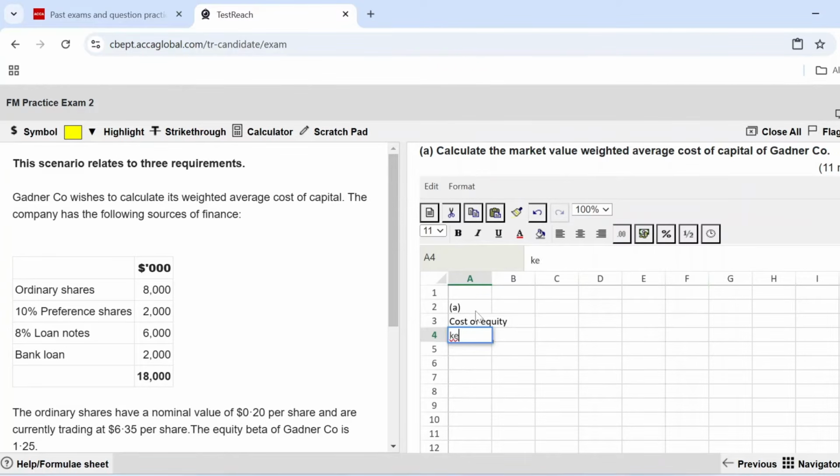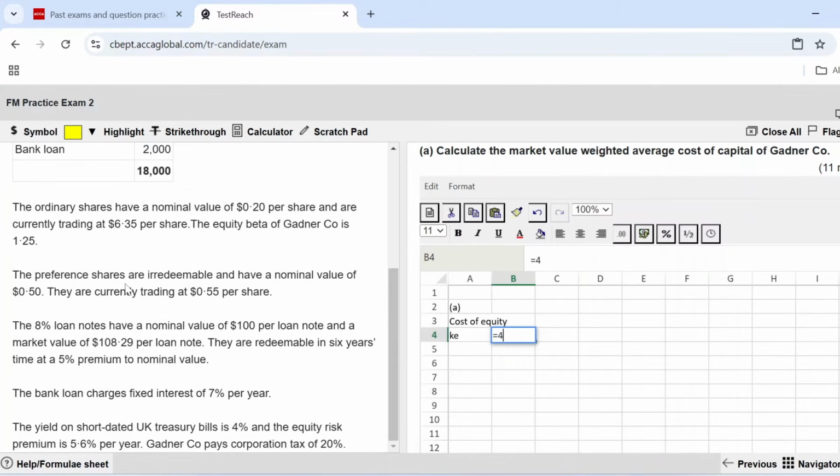So with this, KE equals the risk-free rate of 4%. You need to add to this the beta which is given to us, again 1.25, multiplied by whatever is the premium, which is 5.6%. So this is the CAPM formula, and now if you hit enter you will have the KE as 11%. You can convert it to the percentage format, and this is what your cost of equity is going to look like. Now let's talk about the cost of capital of the irredeemable preference shares.